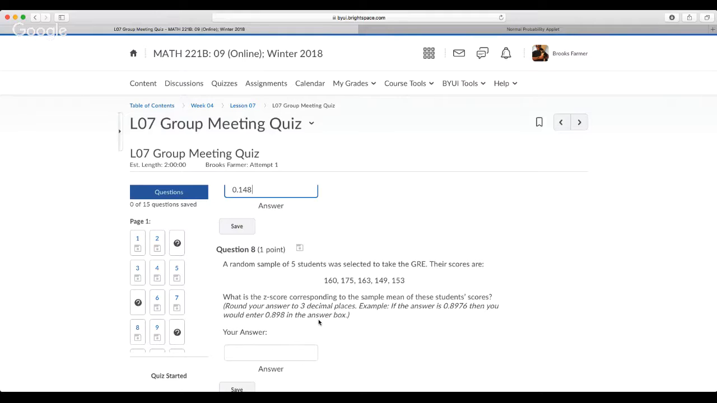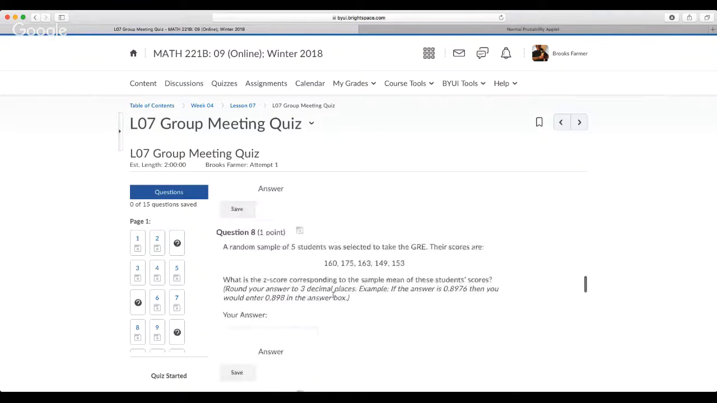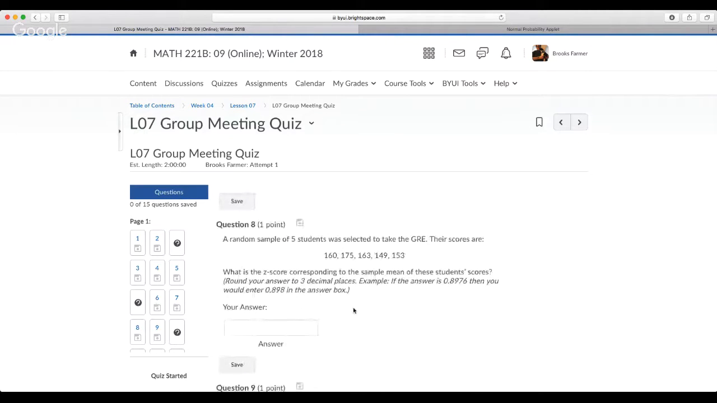160. Divided by 5. I got 160. That makes sense? Yep. So that's actually kind of funny. So what we're going to do is do the same formula, except this time we'll do the same thing as we did for question 6. Just make sure you add in the square root of 5, because it's the sample.